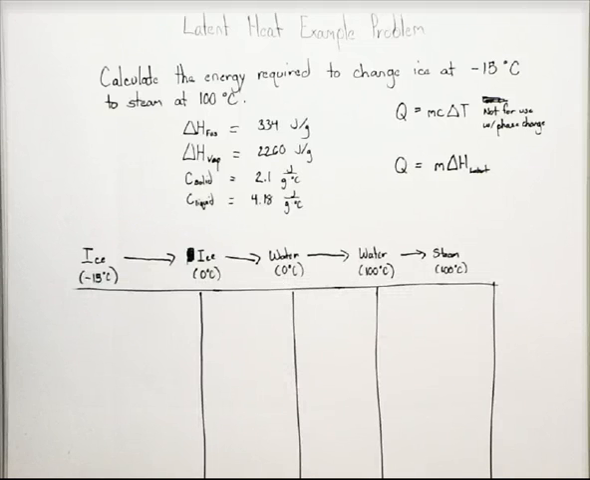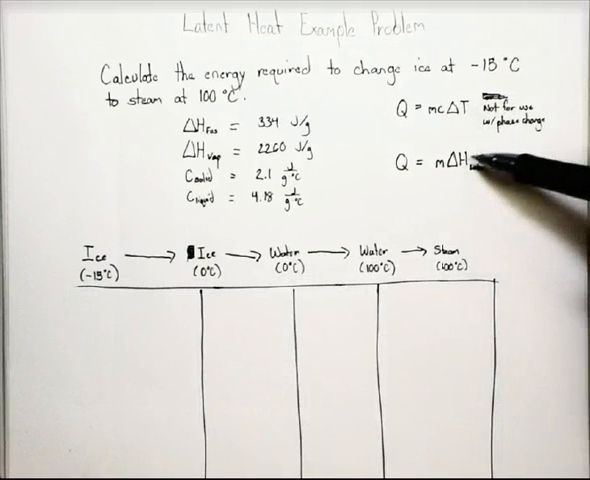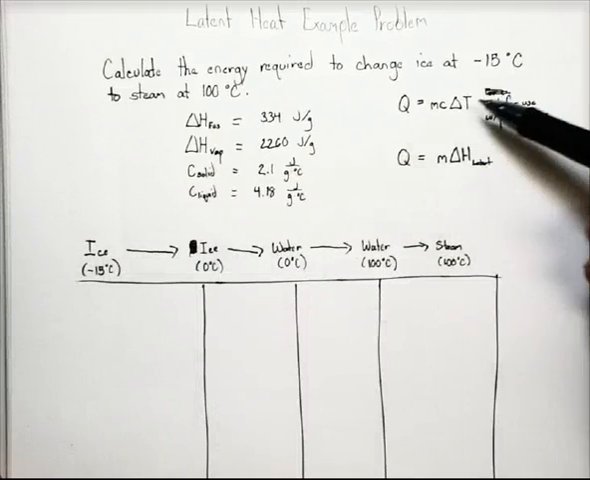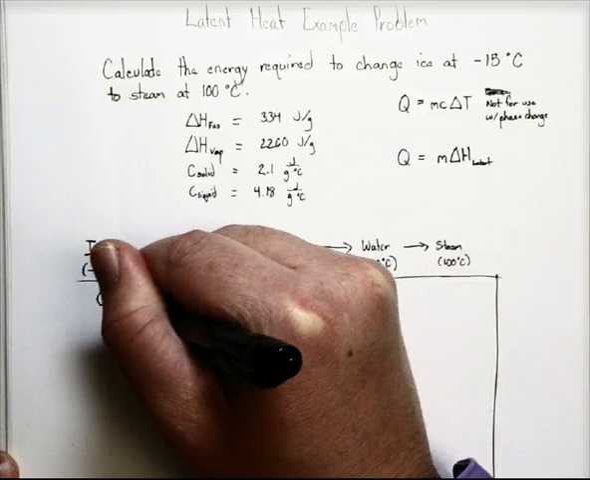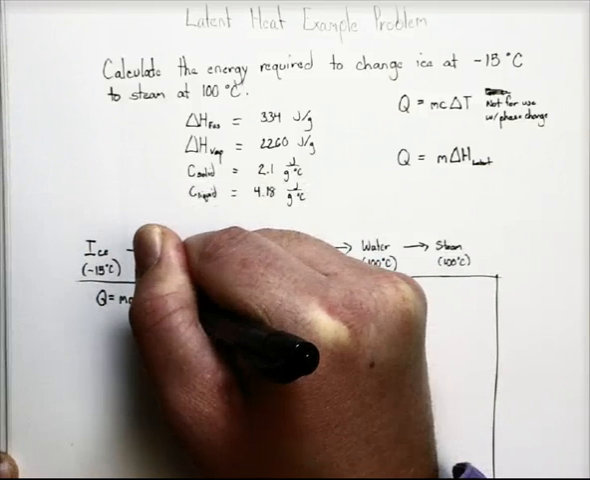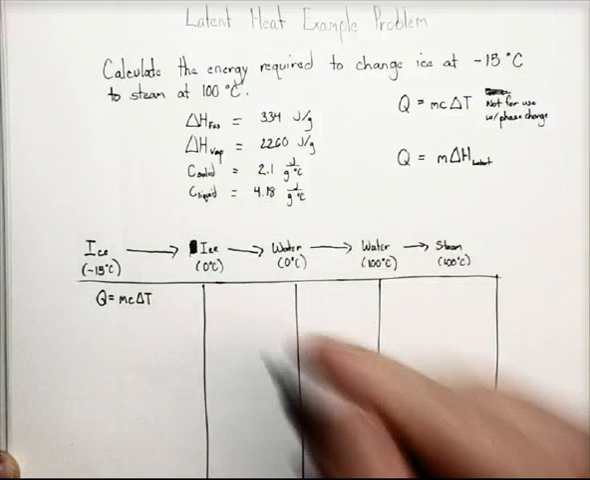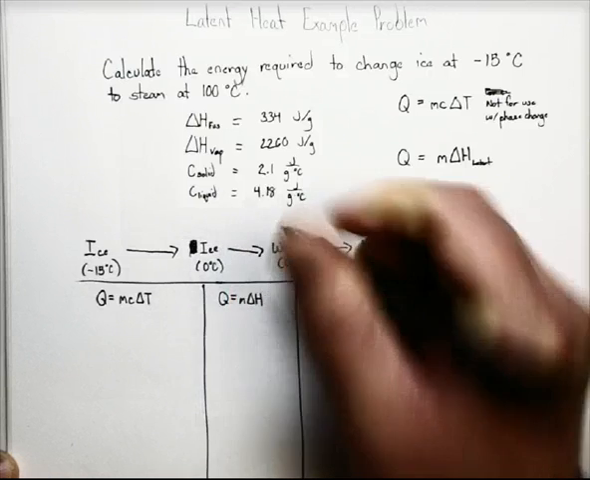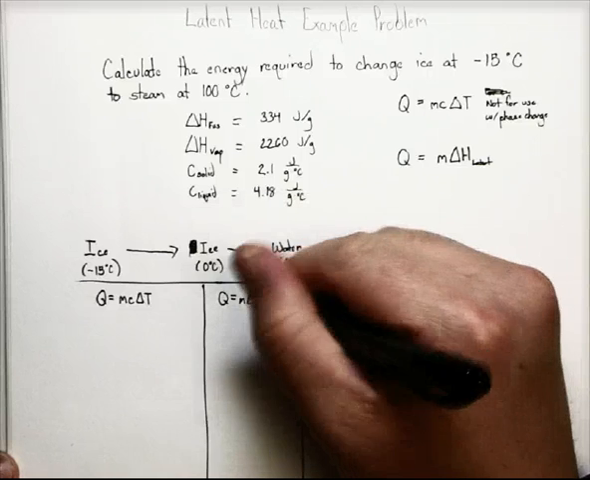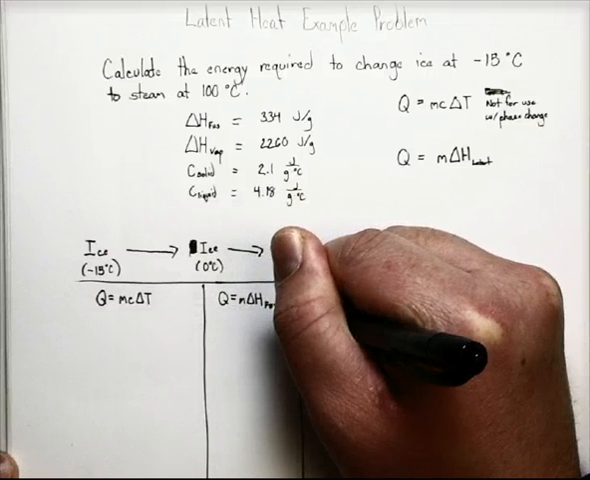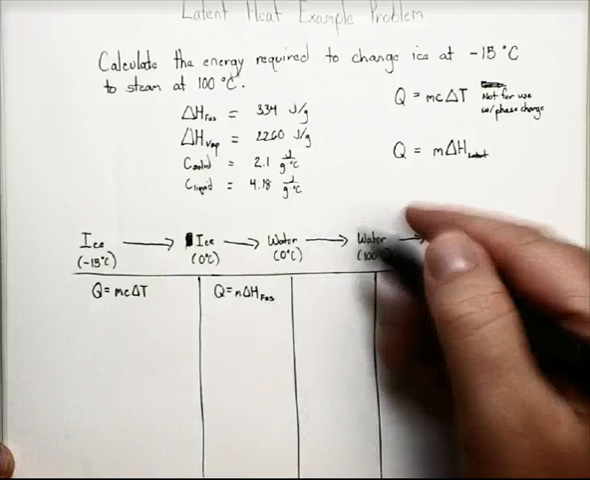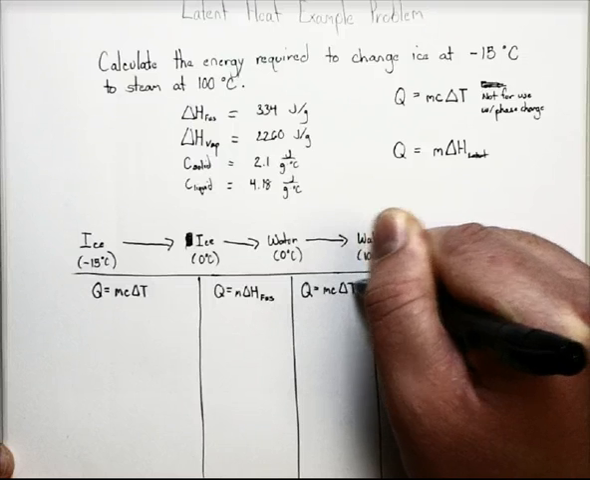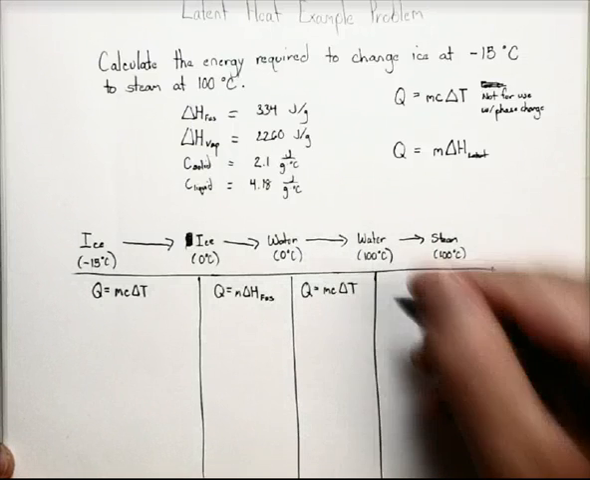For each one, I can determine which equation I'm going to use to calculate the change in energy. Here we have ice that is heating up. That's a change in temperature, so I can use this equation. Here I have ice changing to water. That's a phase change, so I'll need to use the latent heat. In this case, I'm going from a solid to a liquid, so in particular, I'll use the heat of fusion. Here again, we have a temperature change, so that's just mc delta T. And here, I've got another phase change.